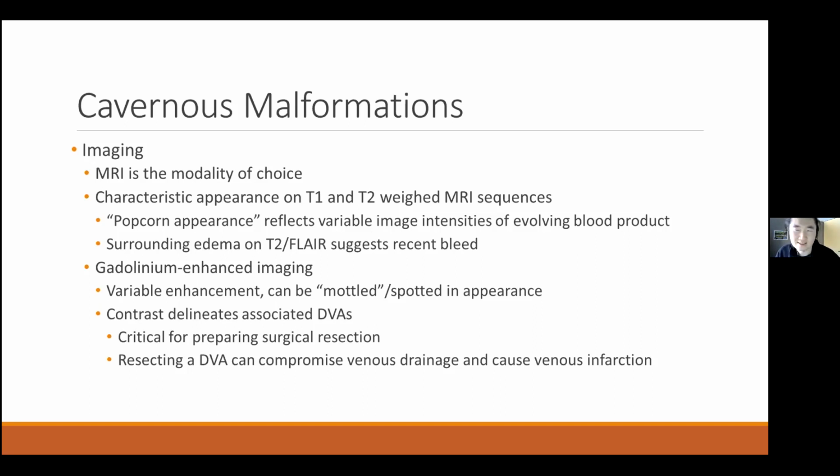Gadolinium contrast is not super reliable. You can sometimes get variable enhancement and a mottled, speckled appearance. But it's still worth getting a contrast study because you may be able to pick up a developmental venous anomaly, which tends to show up pretty well on a post-contrast T1. And picking up the DVA is important for surgical planning because, we'll go into this later, if you resect the DVA, you might compromise the venous drainage of that system and actually cause venous infarction.